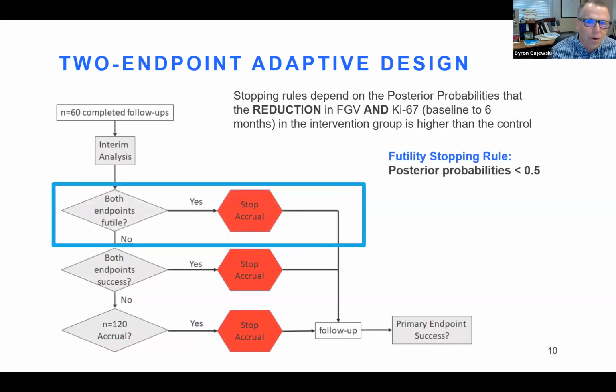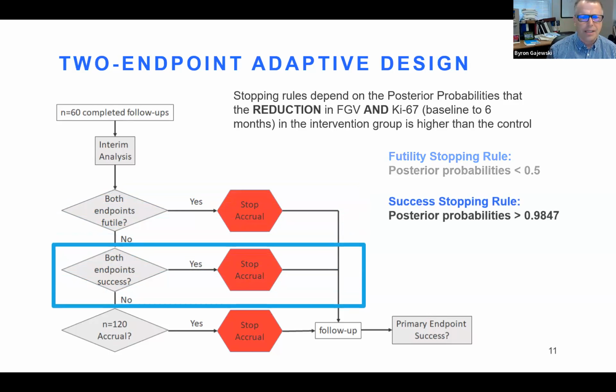If both of those posterior probabilities are smaller than 0.5, that is, there's a less than 50% chance that FGV is better in the intervention group than control, and likewise for Ki-67, we'll stop and we'll say there's a very low chance that this could be a successful trial. So this can save money, time, resources.